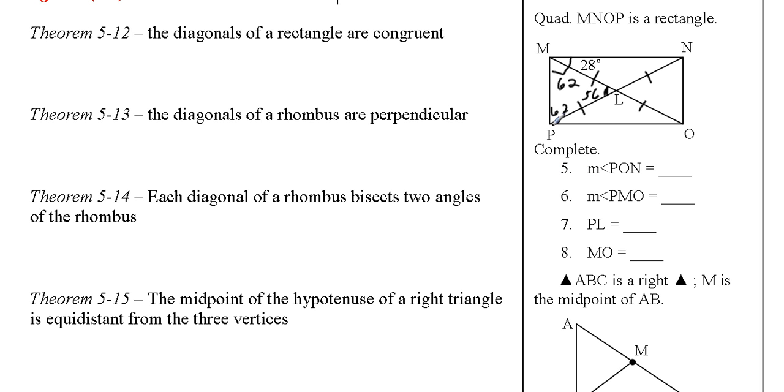Okay, so let's see what they're asking for. PON, well, that's 90. It's a rectangle. PMO, oh, we found that was 62. Segment PL, oh, there's a typo here. There was supposed to be a length measure given here, like 10 or something like that. So PL would be equal to LN. Oh, that kind of ruined it for me. And then MO is going to be 20 because the diagonals are congruent.